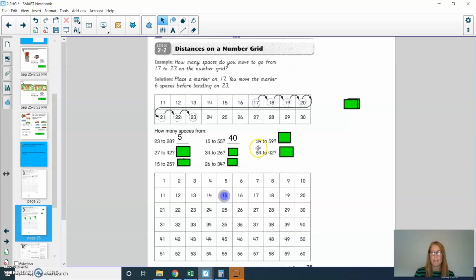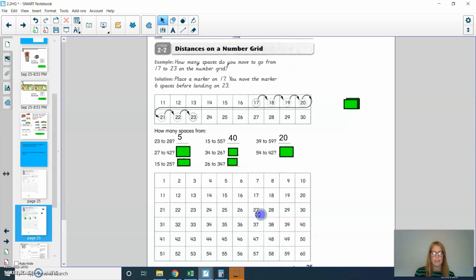What about if I'm going from 39 to 59? Look at again how I can count by tens. So from 39 to 59, I would count 10, 20. So my distance would be 20. And if you're wanting more time in between each of these, please press pause.